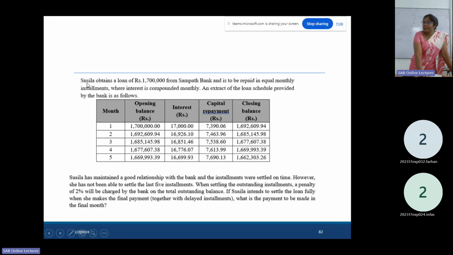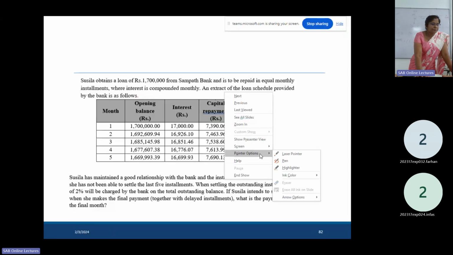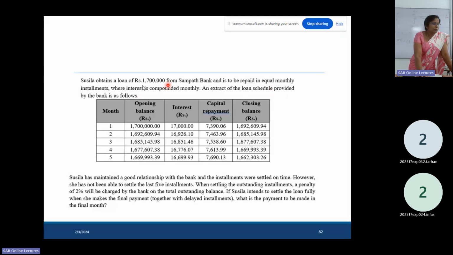So if you read this one quickly: Susila obtained a loan of 1.7 million from Sampath Bank, to be repaid in equal monthly installments where interest is compounded monthly. An extract of the loan schedule provided by the bank is as follows, so this is the part of the loan amortization schedule for the first 5 months. Susila has maintained a good relationship with the bank and the installments are settled on time. However, she has not been able to settle the last 5 installments.